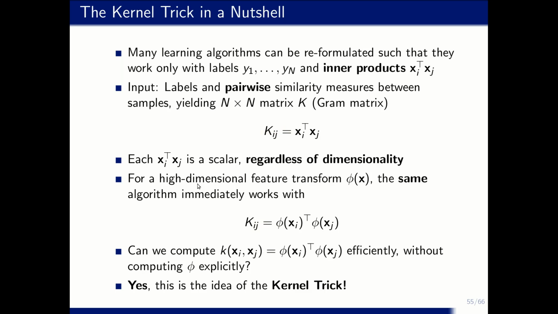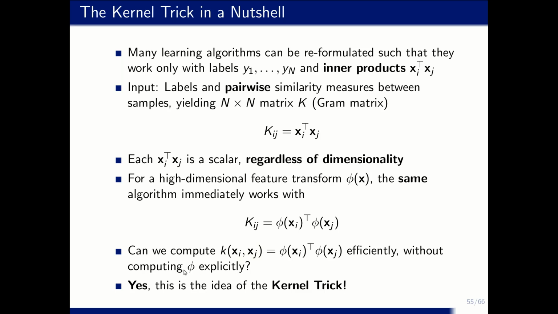So we can replace the features and take different inner products, and the same algorithm just works essentially the same. It doesn't even notice that we've changed the feature space. But as said, this phi might be expensive, and computing this inner product in high dimensions might be expensive. So can we do this efficiently? Can we replace feature transform and inner product with a cheap function K? And so again, yes, this is the central idea of the kernel trick.